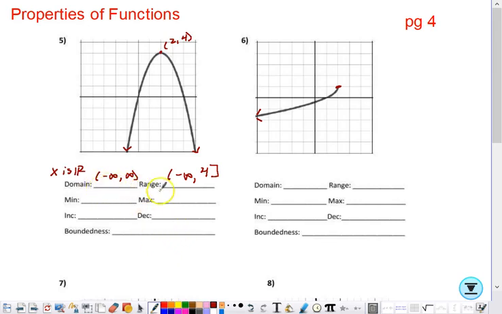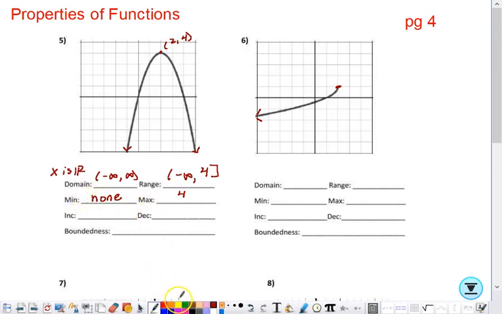For minimum and maximum, minimum would be a low point, not including infinity. You cannot include infinity, so there is no minimum. And maximum is the highest y value. Just list the y value. It's not a coordinate.